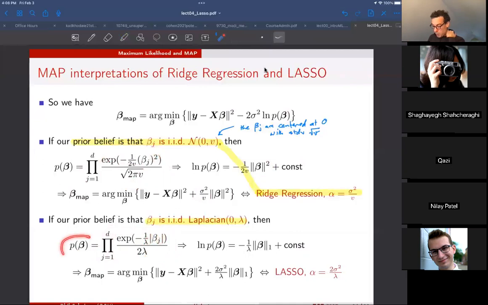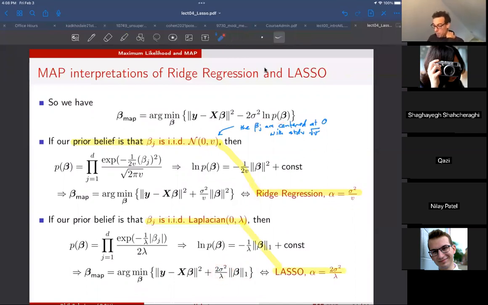And now when you take the natural log, that will kill this exponential and you'll get the L1 norm. You have the sum of the absolute values. This gives a constant, and this is a constant with respect to beta, so we don't have to worry about it in this minimization. And we can stick that in for this term. And now we get lasso with a particular value of the weight alpha.